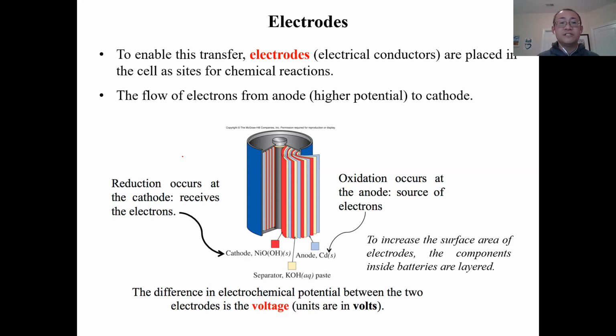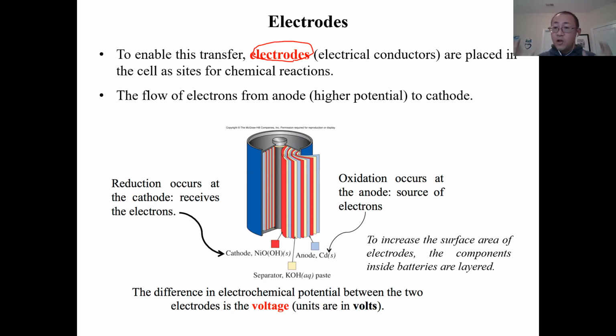And those metal conductors, where the chemical reactions are actually happening inside a battery, are called electrodes. That's because they must be metal conductors. And those electrodes are where the redox reactions are happening. Now, in a battery we have oxidation, losing electrons, and reduction, gaining electrons. So we have two types of reaction happening.